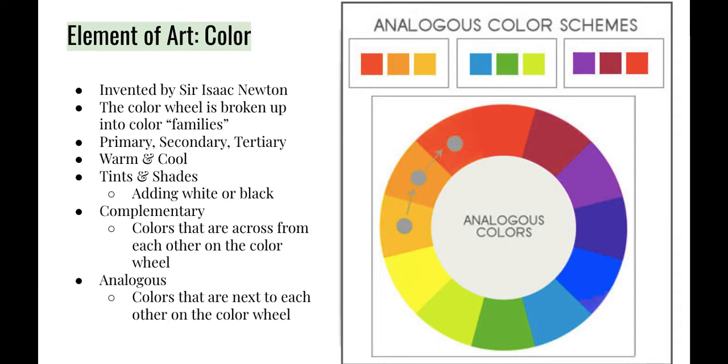Analogous colors are colors that are next to each other on the color wheel. So that is orange, red orange, and almost yellow orange. These are color schemes that really work well together. Another one would be blue, green, and then yellow green because they're next to each other on the color wheel.